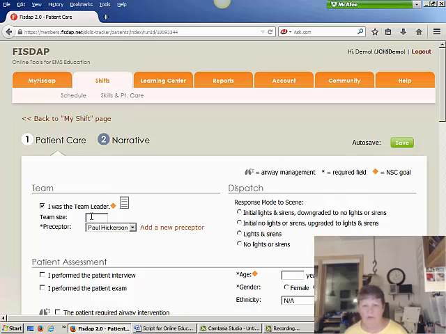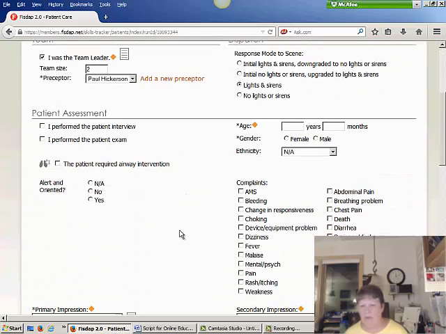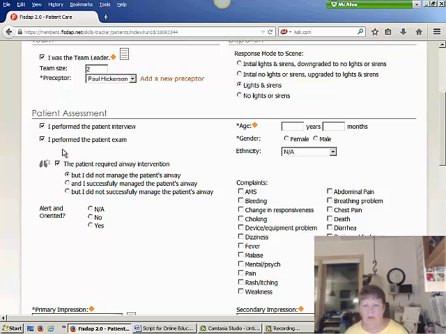Now, Demo is the lead today, and there's 2 people on that team, him and his preceptor, Paul. And they were dispatched with lights and siren, meaning it's a serious patient. And they did a patient, not really a patient interview, but they talked to relatives. The son was present, and they performed a patient exam because the patient wasn't breathing. They had to do a patient airway, and he's not oriented, so he's unresponsive.